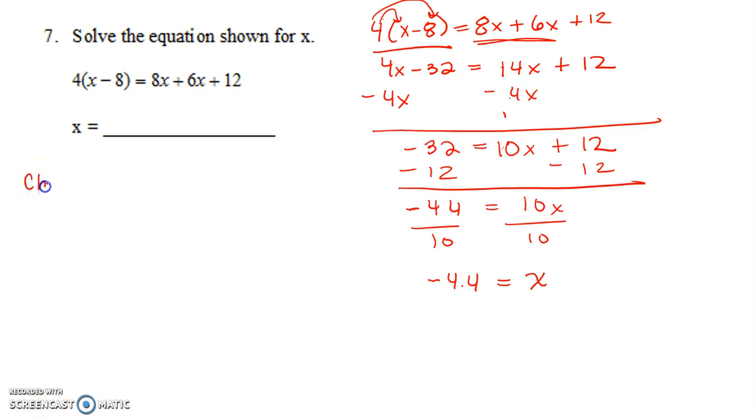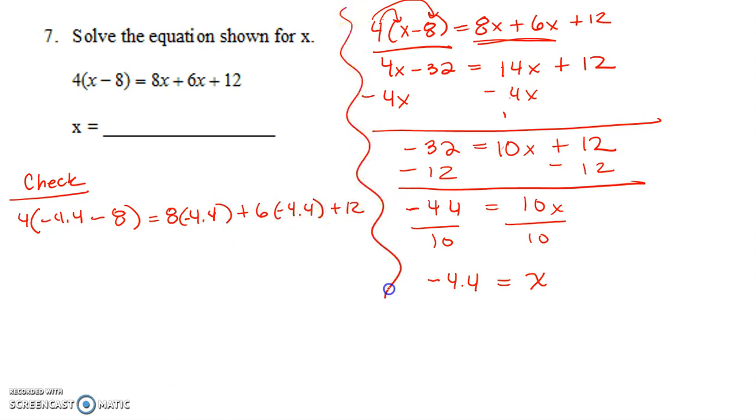And I can now go ahead and check by plugging it back in. 4 times negative 4.4 minus 8 is equal to 8 times negative 4.4. Don't forget that negative, it's so easy to forget. It's negative 4.4 minus 8 times 4 is going to give me negative 49.6. I get the same thing on both sides, then my expression is the same. Then my solution is correct.